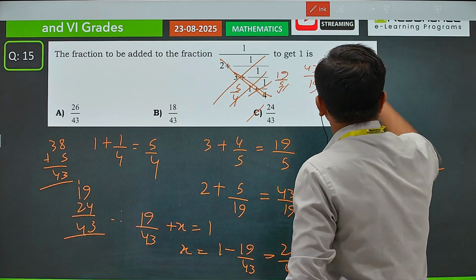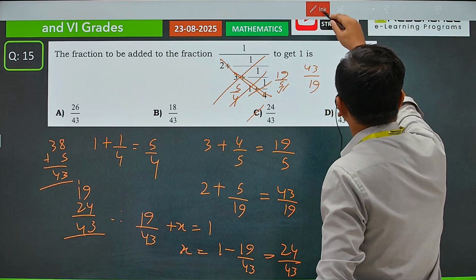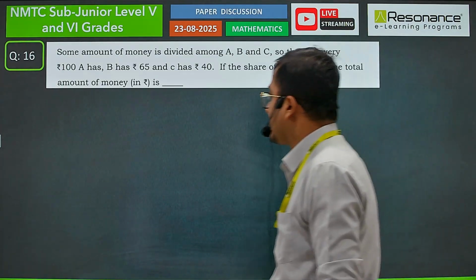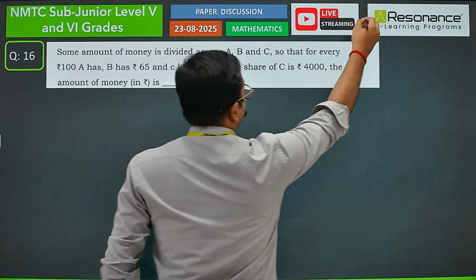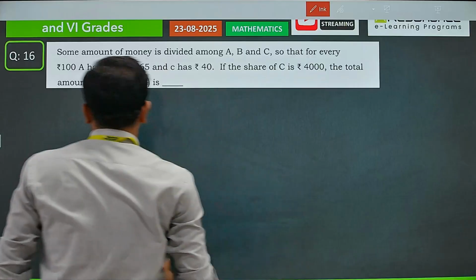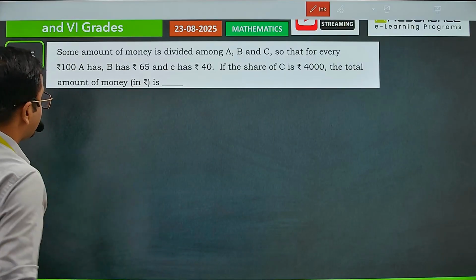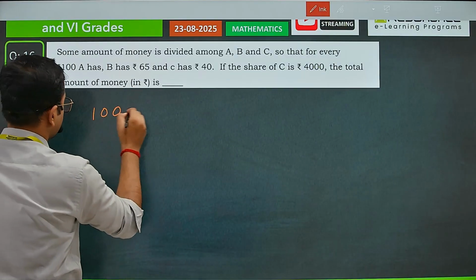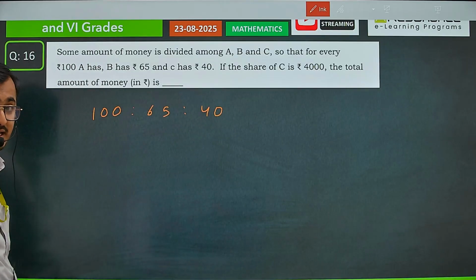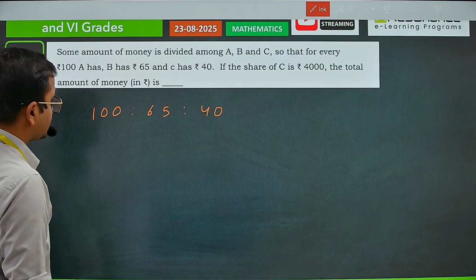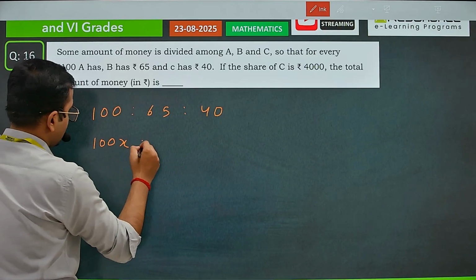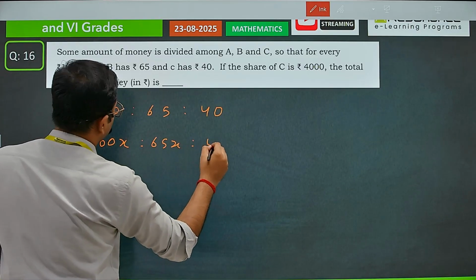That completes our objective part of the question. Okay, moving to the numerical part. Okay, again, next. Okay, so that is 100, 65 and 40. So the ratios are 100 is to 65 is to 40. Okay, as simple as that. Now you can actually maintain the same ratio, that is 100x is to 65x is to 40x.